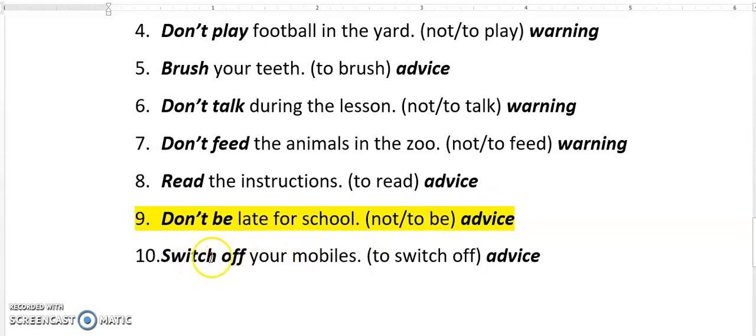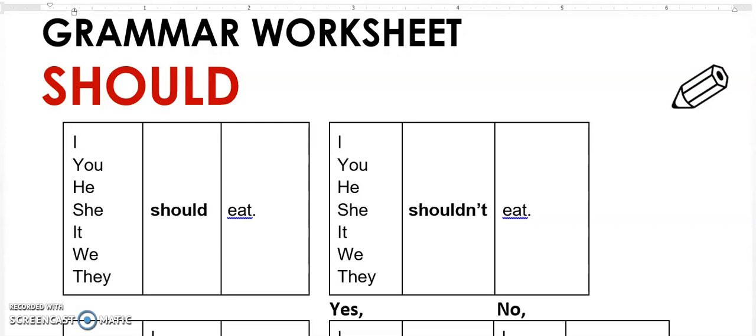Number 10, we have switch off your mobiles. Switch off, the meaning is apagar sus celulares. And this is an advice. In the next part, we are going to start with should. That means debería. We use should for advice and usamos should para dar consejo. Should se usa de la manera normal, sujeto, verbo. En este caso el modal y el verbo en forma base.